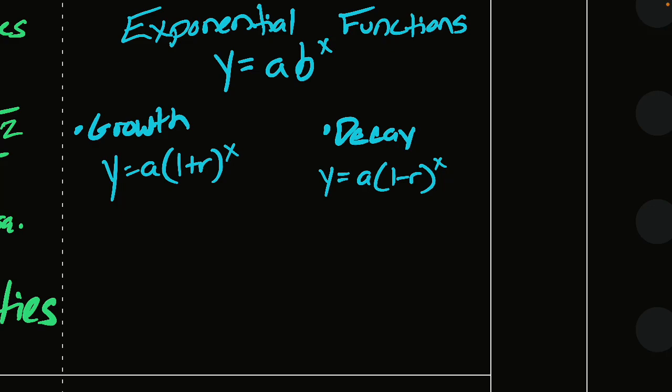Just to backtrack here, I'll mark this. Remember, A is our y-intercept. B is our common factor, or we've called B our rate at times as well.